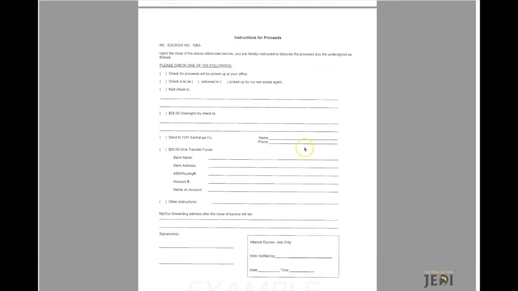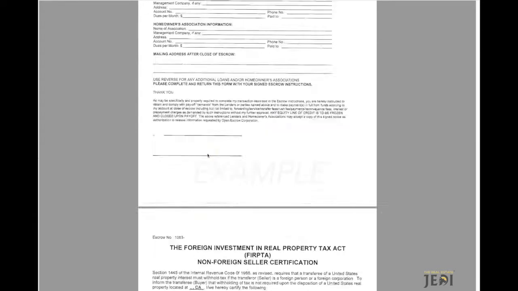Instructions for proceeds, and of course this is important because once you close, if you are receiving net profits from this, then you want to make sure that you know and you've selected where it's going to go and make sure it goes to the right place. So that's pretty much the summary for what you can typically expect in your seller escrow package.